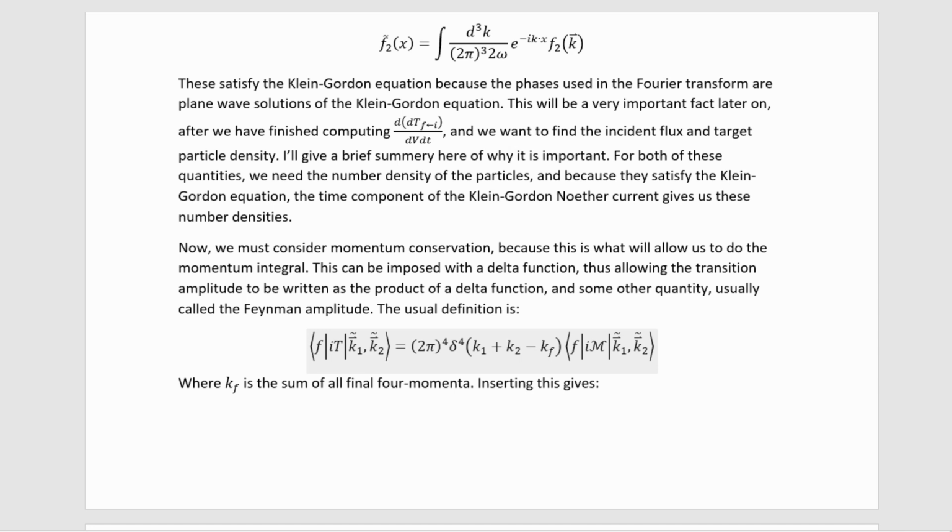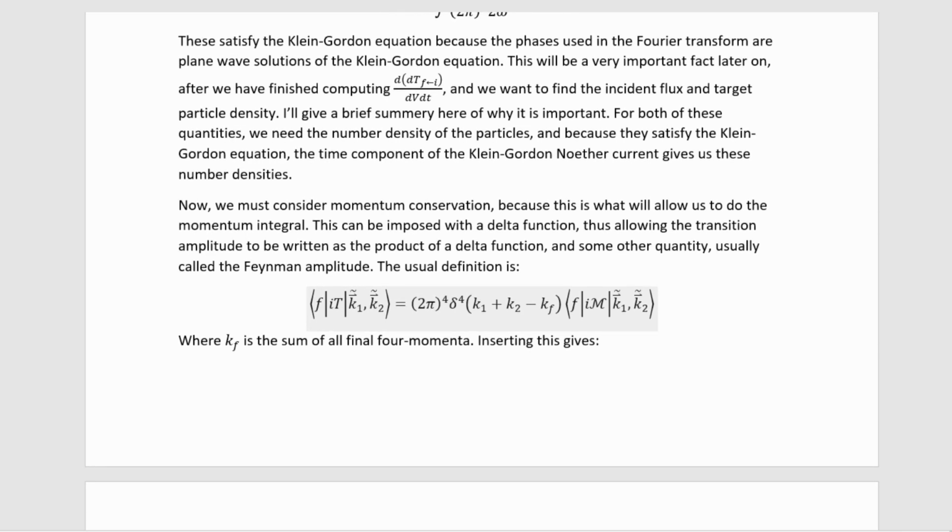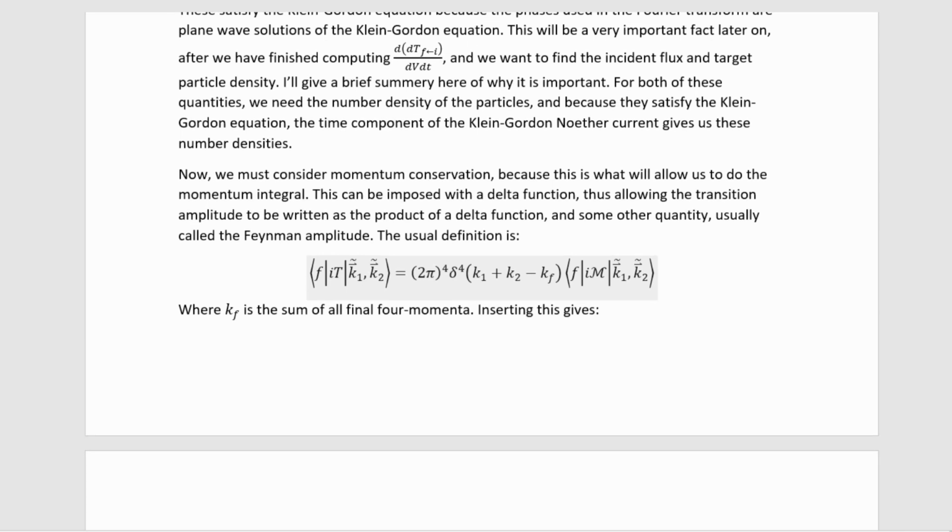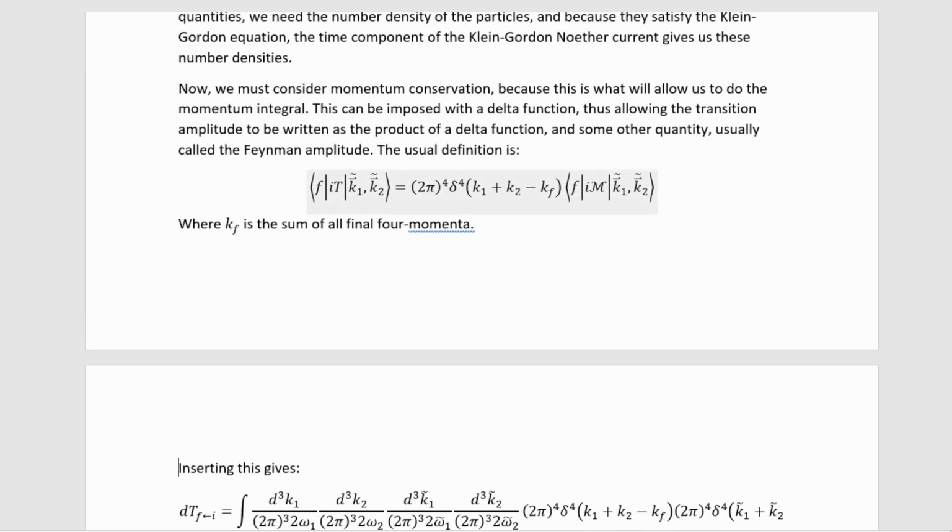The usual definition is this: we pull out a factor of a delta function and a factor of 2 pi to the fourth, and we use this factor as the defining difference between this quantity, which we're already familiar with, and this one, which we're going to ultimately write the scattering cross-section in terms of. It turns out this is the quantity that is directly given by the Feynman rules, which is why it's useful to us here. Kf in this formula is the sum of all final 4 momenta. I can't denote it 1 through whatever, because we're leaving the number of different output particles arbitrary.